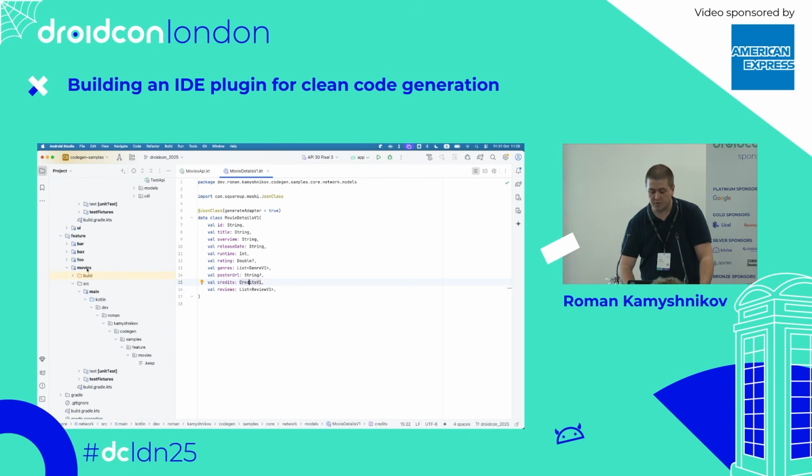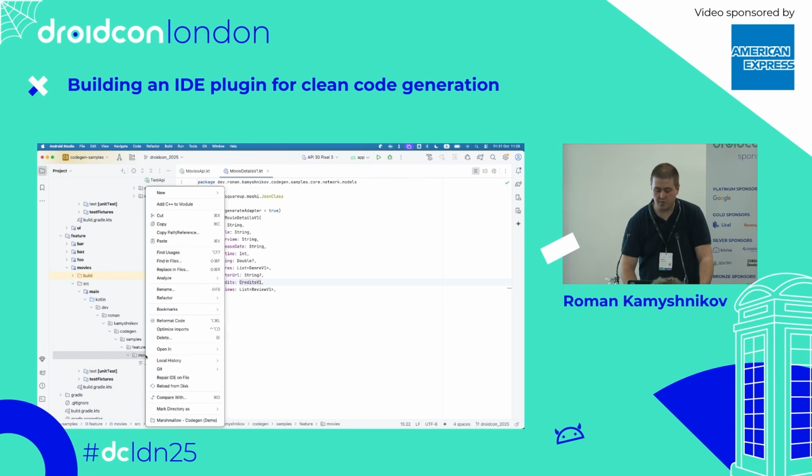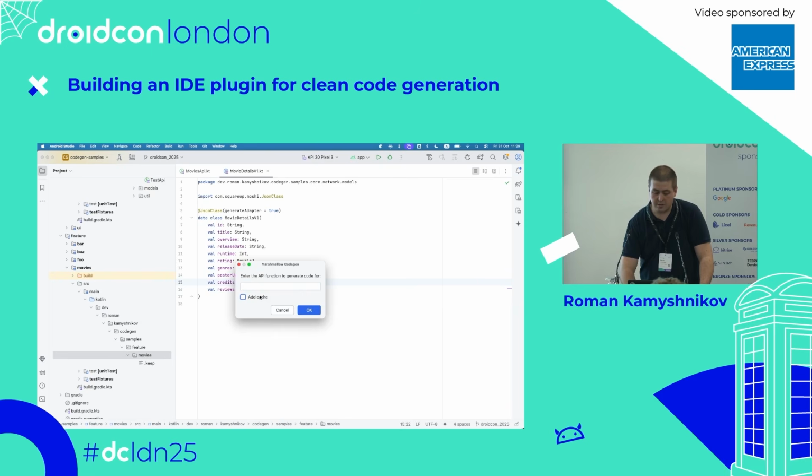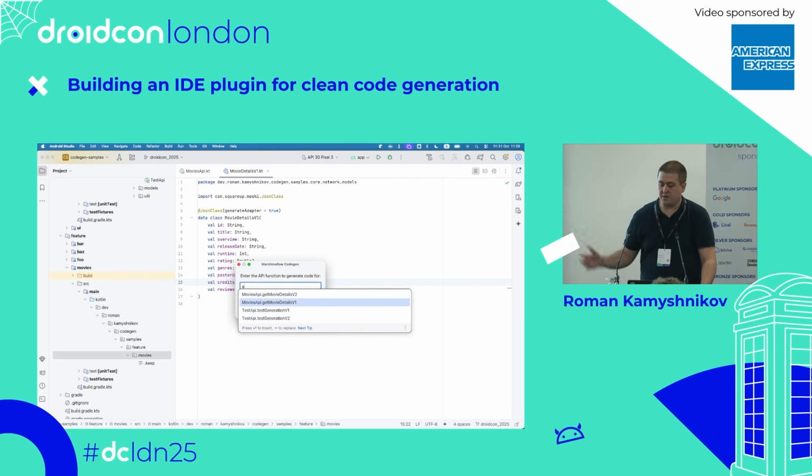So if we wanted to integrate with this endpoint and work with the clean architecture part, we would go into, for example, this case, the movies feature module. We will select the package where we want our code to appear. We will do a right click, select our action. And here we will start typing. We can see we get a list of all the functions that we have here. Obviously, this is a sample project, so we only have a few, but for a real project, this will show you all the options that you have.